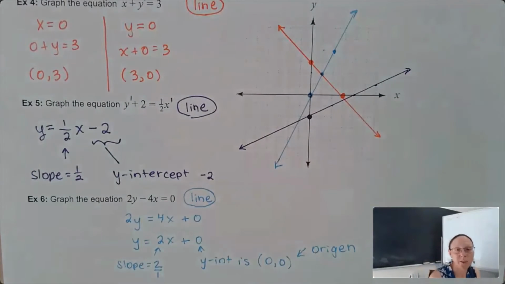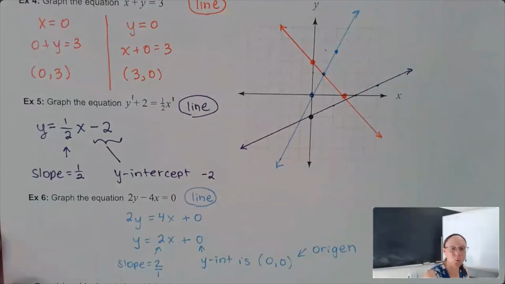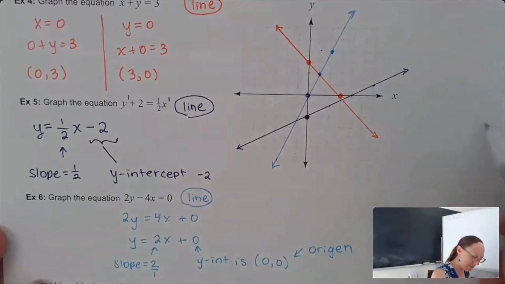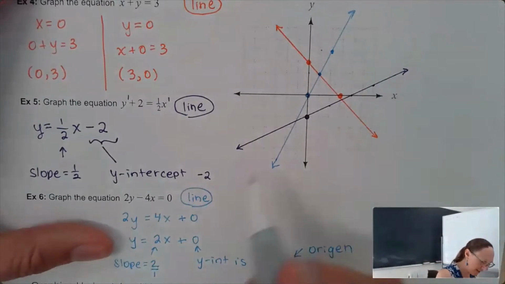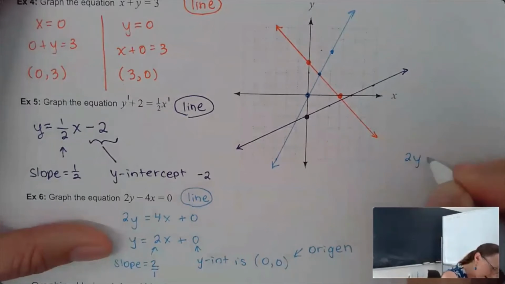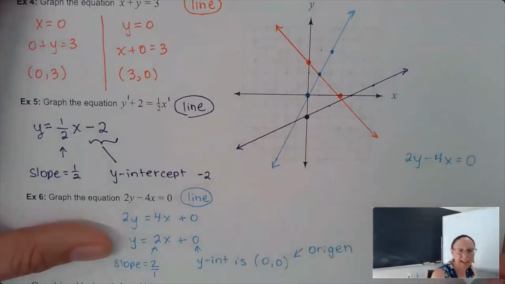And there was a request to also do that last one by finding points. Absolutely. We can do any of these by finding points or by using the slope-intercept form. I've got some space over here, so that's where I'm going to do it. So we've got 2y minus 4x is equal to 0. And any points at all are going to be fine.